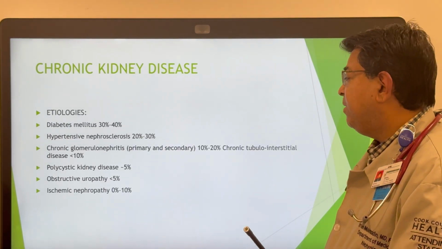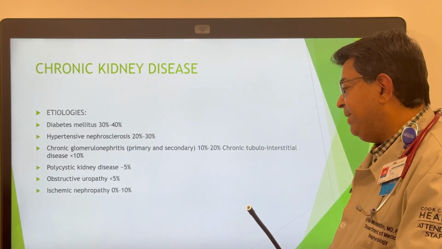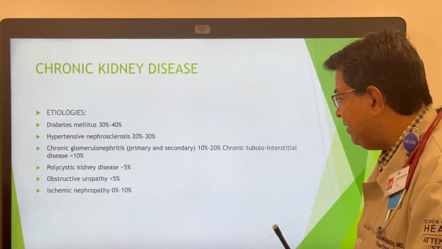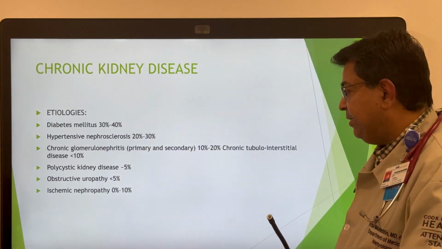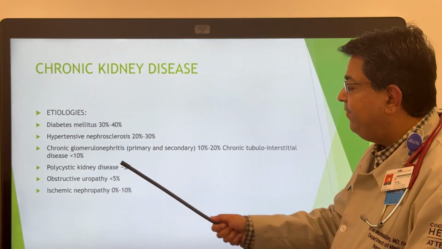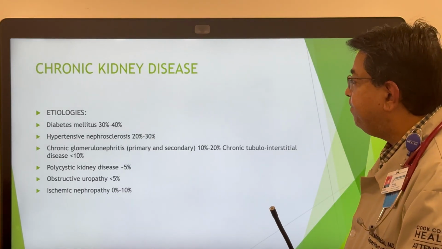The most common causes of chronic kidney disease are diabetes in 30 to 40% of patients, followed by hypertension in 20 to 30% of patients, chronic glomerulonephritis or chronic tubular interstitial disease, followed by polycystic kidney disease, obstructive neuropathy, and ischemic nephropathy. Next slide.